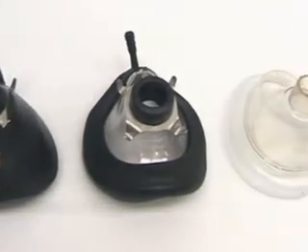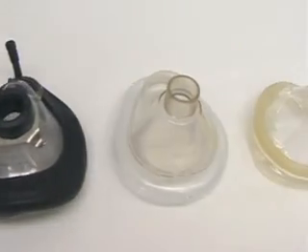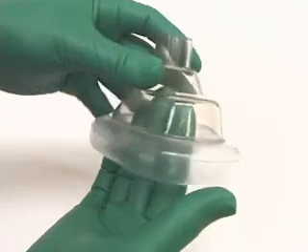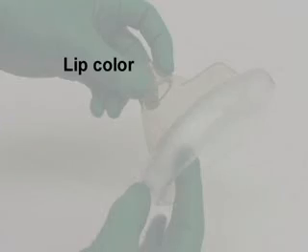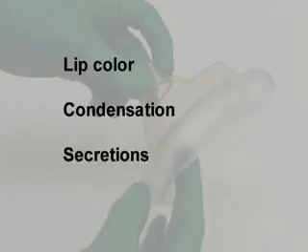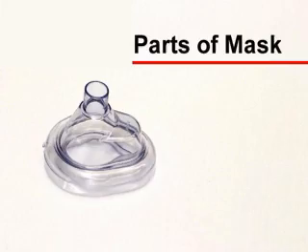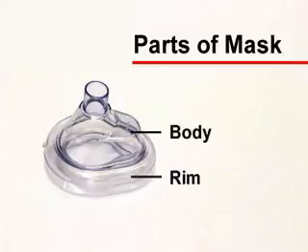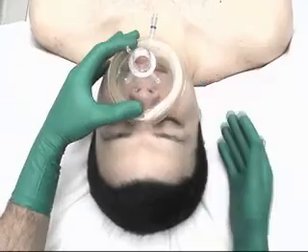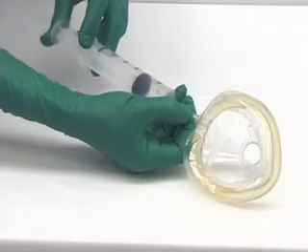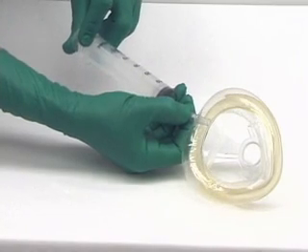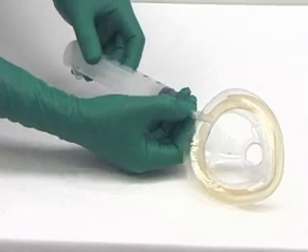There are many types of face masks, varying in design, size, and construction materials. Transparent masks are preferred because they allow for inspection of lip color, condensation, secretions, and vomitus. Face masks consist of three parts: the rim, the body, and the connector. The rim of the mask provides the seal with the face. Many masks have an inflatable cushioned rim, which creates a better seal with facial contours.